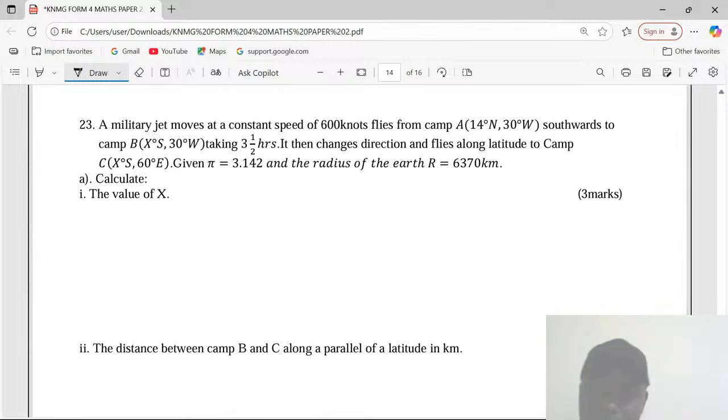Number 22 is on longitudes and latitudes. A very interesting question once again. Longitudes and latitudes. And are you following? I'm checking on you.